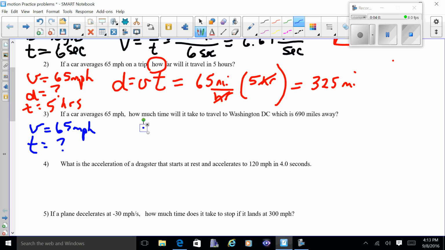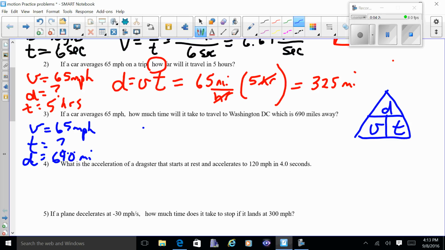And once again, you can use that little triangle here of V equals D over T. But now I'm looking for time. If you take your finger and cover up the T, it says that T equals D over V. There we go. So now I simply put in those numbers. Distance is 690 miles. The velocity is 65 miles per hour.